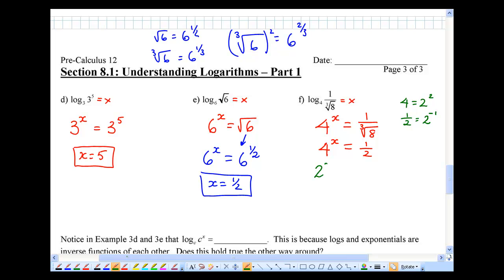So 4 becomes 2 squared. And 1/2 becomes 2 to the -1. So what we have here is 2 to the power 2 to the power x equals that. And then, of course, in this case, we can combine the exponents together. And then now we have the base is the same. Now we just equate the exponents. So therefore, 2x equals -1, and x equals -1/2. Cool. This one's tricky.